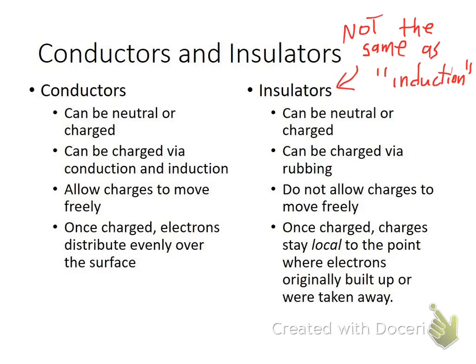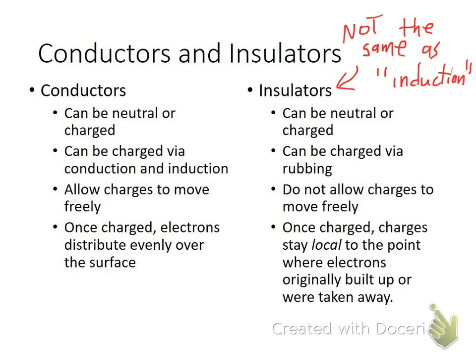An insulator can be neutral or charged. Think about how I took that balloon and rubbed it on my head and stuck it on the wall. That was a charged balloon, but rubber's a really good insulator. A lot of times they're charged with rubbing. And once they get charged, they stay local to where the charge happened. So when I rubbed the balloon on my head and stuck it to the wall, when I tried to turn it around and stick it to the wall again, then the balloon just straight up fell off.